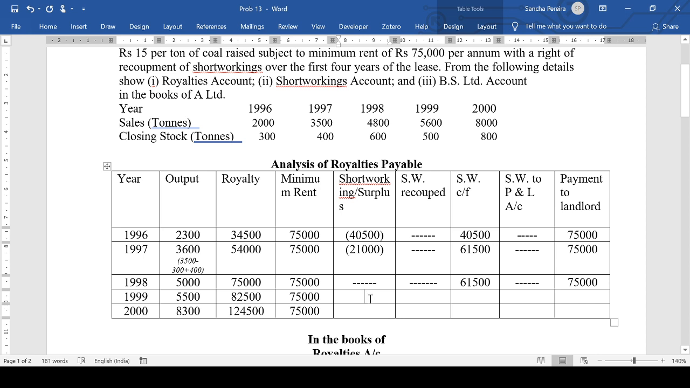And in the fourth year now, what do we have? We have a surplus of 7,500. How much can we recoup? You have a surplus of 7,500. How much can we recoup?